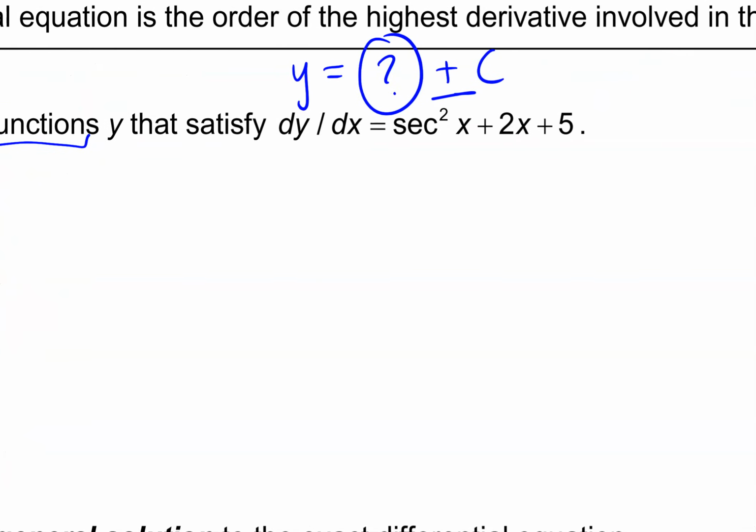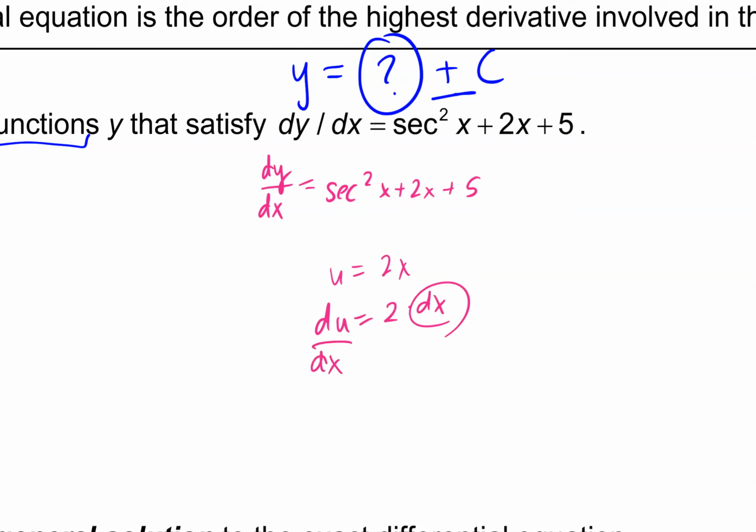All right, let me just rewrite it. I have dy/dx equal to secant squared x plus 2x plus 5. What I want to do is split dy and dx. It's very similar to what we were doing in 6.2, where u was equal to 2x, so du was equal to 2 times dx. How did I get the dx over here? Originally it was du/dx, because I'm taking the derivative with respect to x on both sides. And then I multiply by dx to get du and dx on split sides.